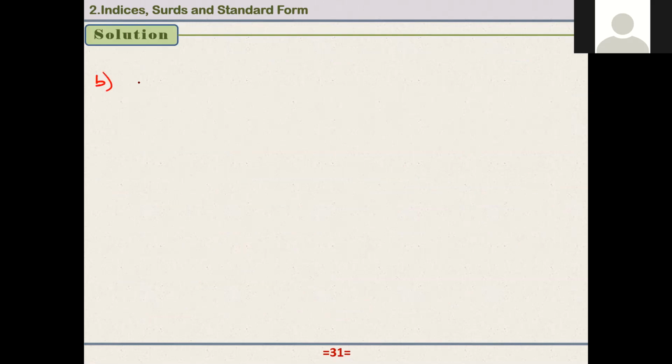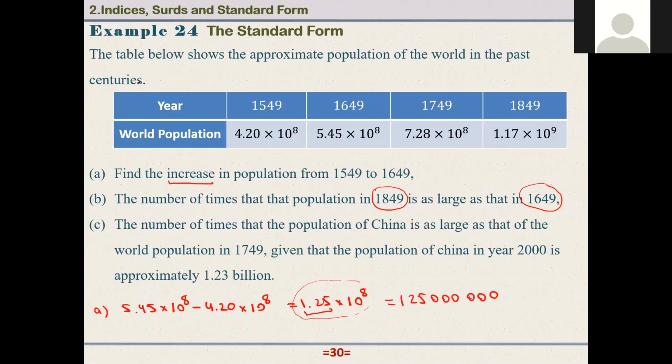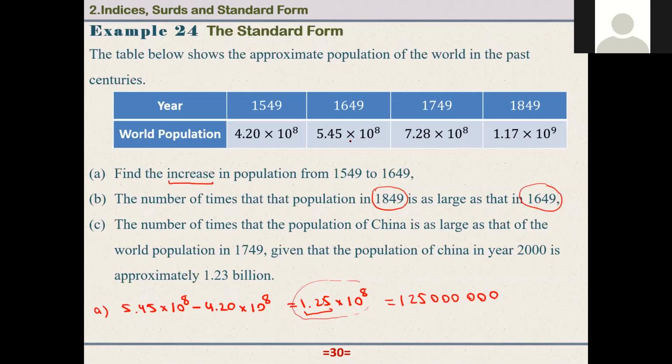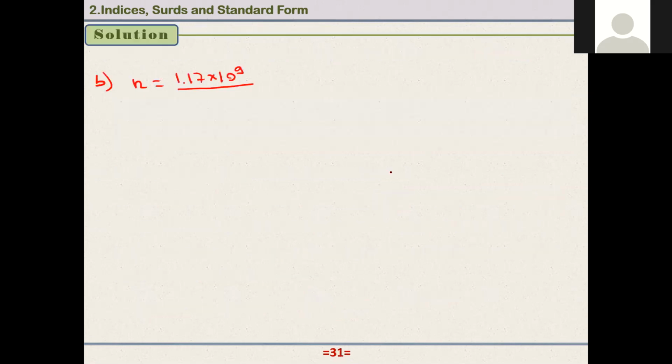Question B, what is the population in 1849? 1.17. That is n equals 1.17 times 10 to the power 9 over, and how about the population in 1649, right? 5.45 times 10 to the power 8. So 10 to the power 9 over 10 to the power 8, that is 11.7 over 5.45, which is equal to 11.7 divided by 5.45.